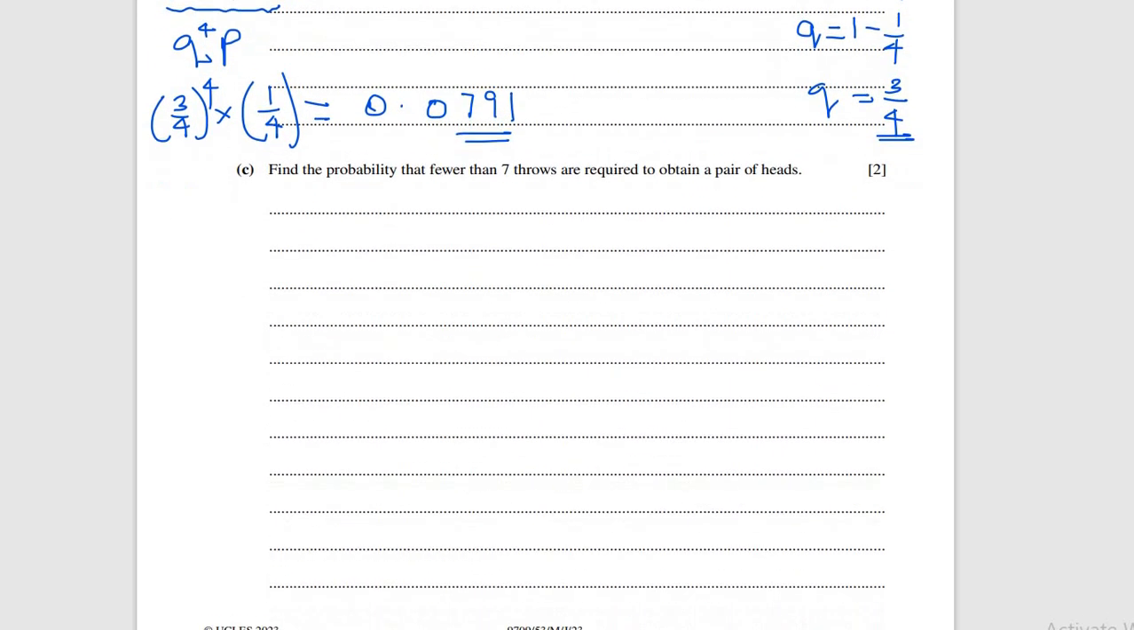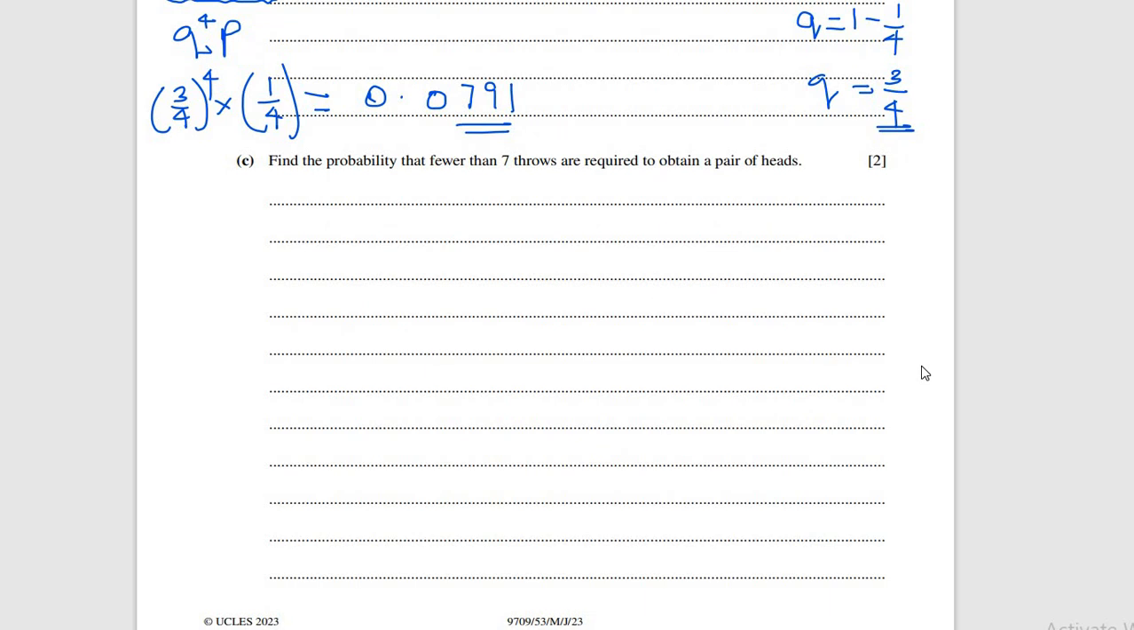Next one: find the probability that fewer than 7 throws are required to obtain a pair of heads. Fewer than 7 throws. We have a model in geometric progression. Probability of X less than r will be 1 minus q raised to the power r minus 1. That's the model under geometric progression.